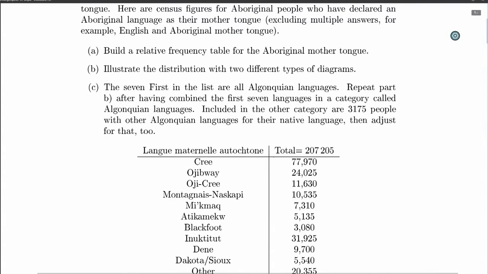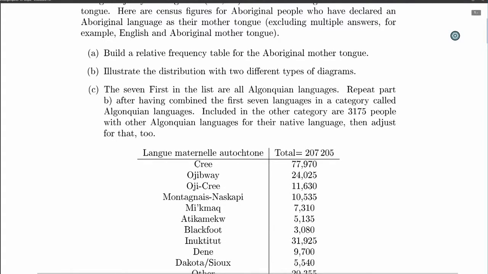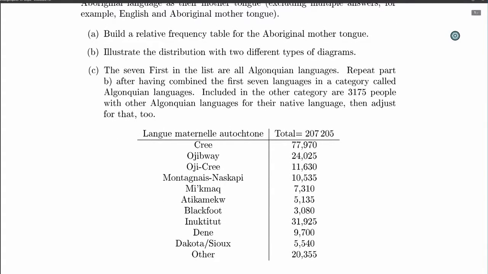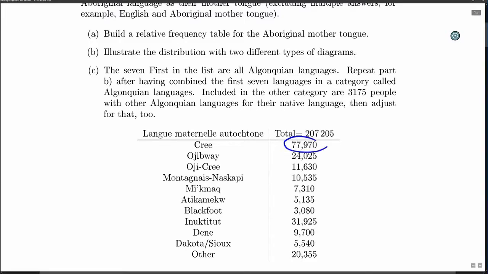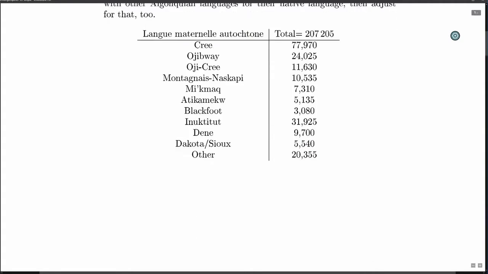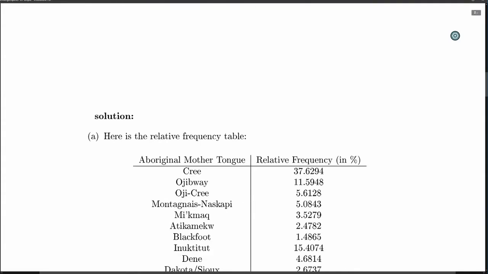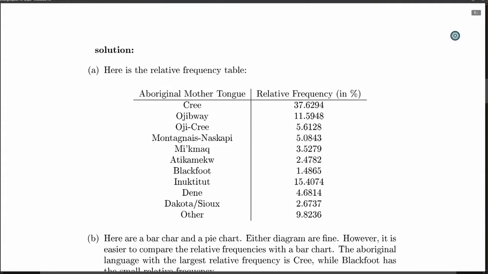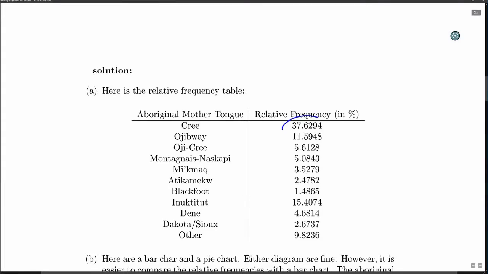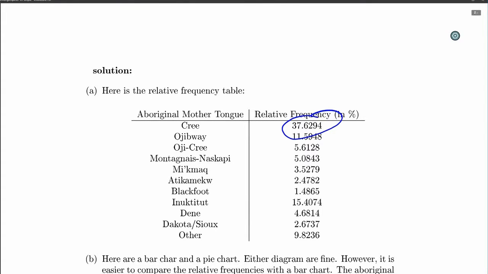In total we had 207,205 respondents. And then each respondent had to give their mother tongue. So for example, 77,970 actually gave Cree as their mother tongue. Okay, and so what we'll do is, if you go down in the solutions, what we need to do is get the relative frequency. So here we have about 37.6% for Cree. How do we compute that?